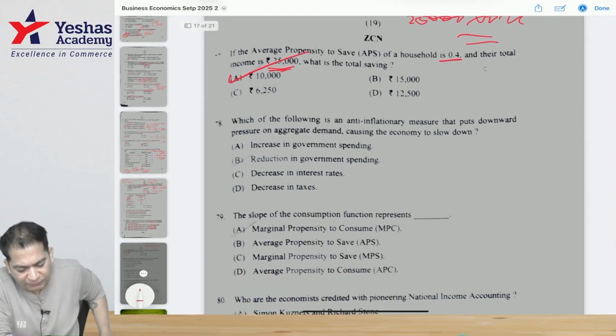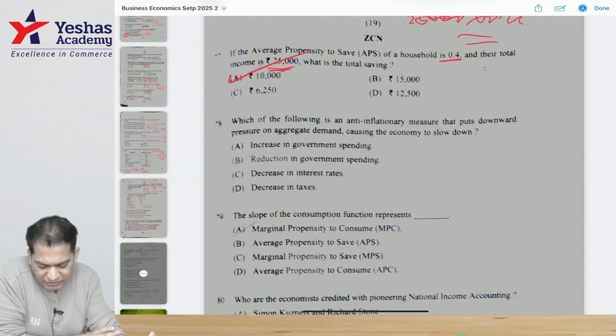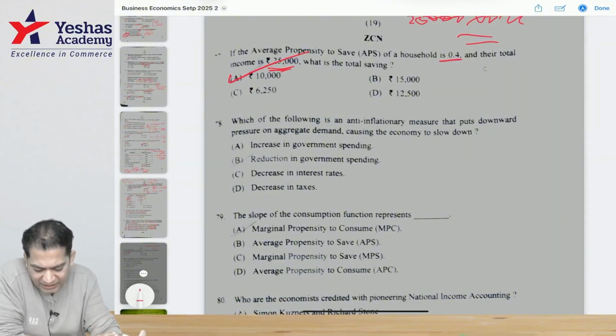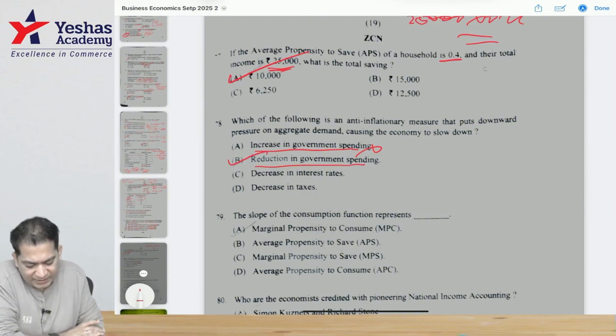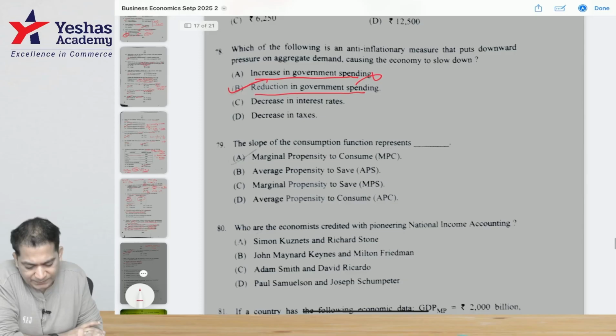Which of the following is anti-inflationary measure that puts downward pressure on aggregate demand, causing the economy to slow down? Yes, it means contractionary fiscal policy they are asking. Increase government expenditure. No, that is expansion. Reduction in government spending, yes. Decrease in interest rate, no, it will further expand. Decrease in taxes, further expand. So B is the only answer.